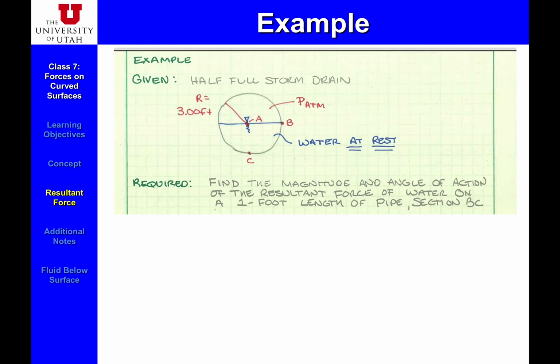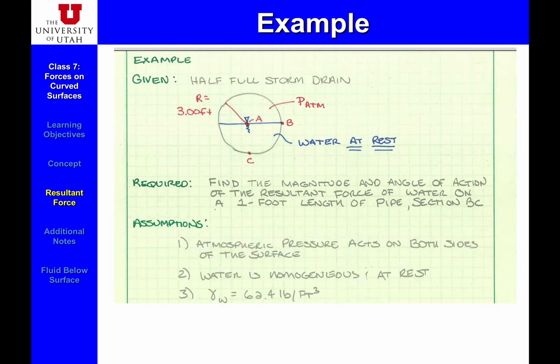So the first thing we need to do is talk about assumptions. These assumptions that I'll display are things that we've talked about. I think you can probably guess what they are, but I'll just go through them quickly. So atmospheric pressure is acting on both sides of the surface. So we have atmospheric pressure acting on the outside of the pipe, the storm drain pipe, and we also have atmospheric pressure acting on the water surface inside the pipe.